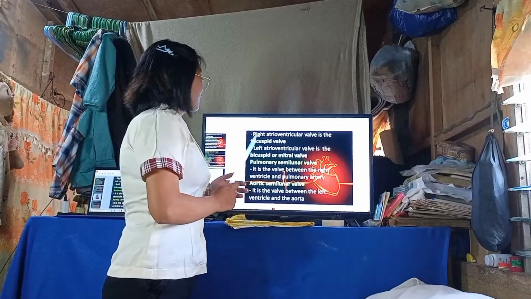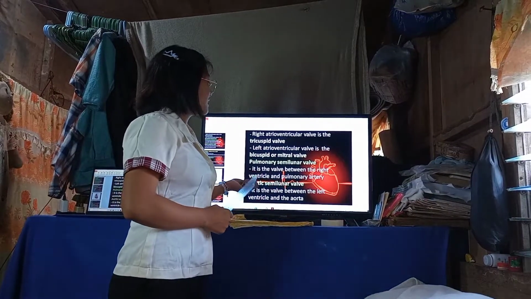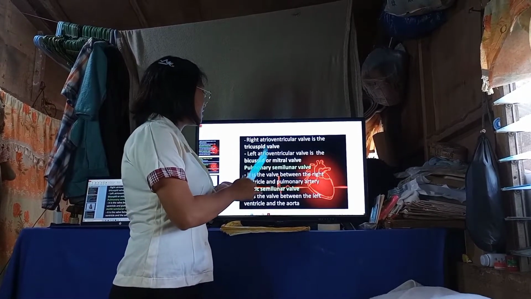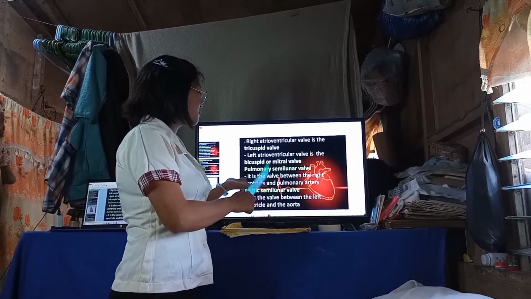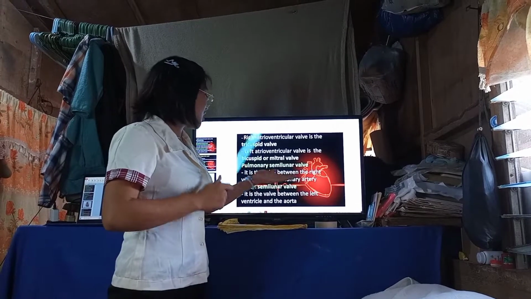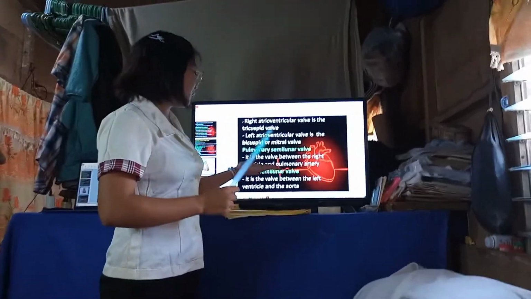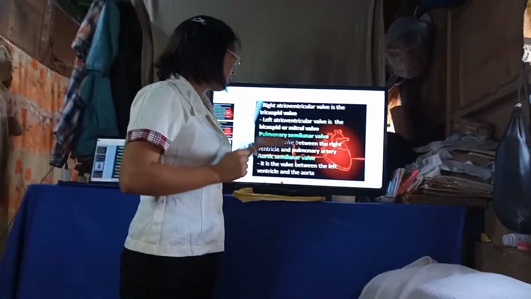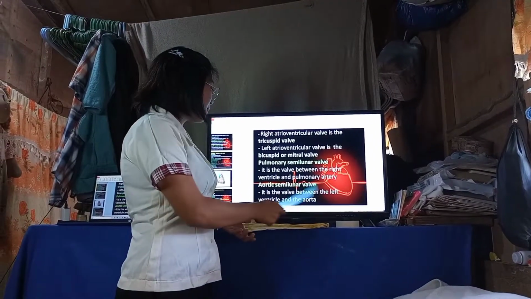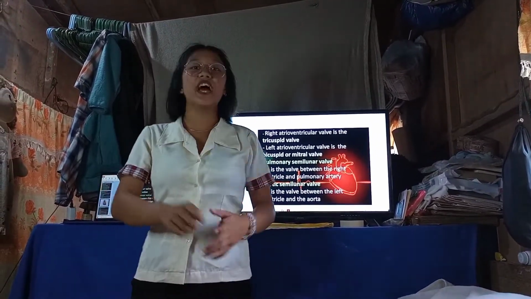So, the right atrioventricular valve is called tricuspid valve. Then, left atrioventricular valve is the bicuspid or mitral valve. So, pulmonary semilunar valve, it is the valve between the right ventricle and pulmonary artery, while the aortic semilunar valve, it is the valve between the left ventricle and the aorta.